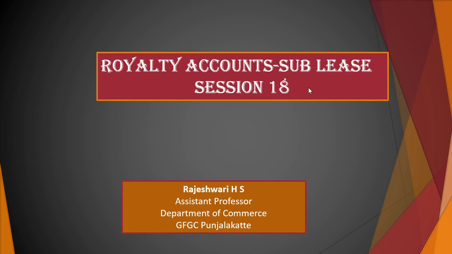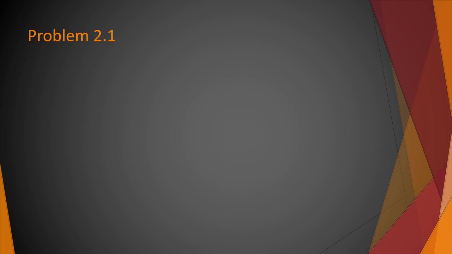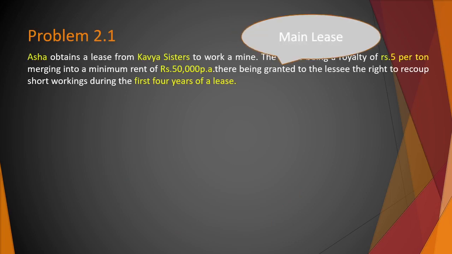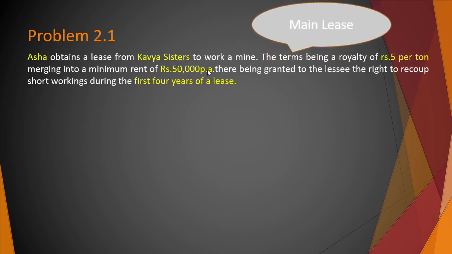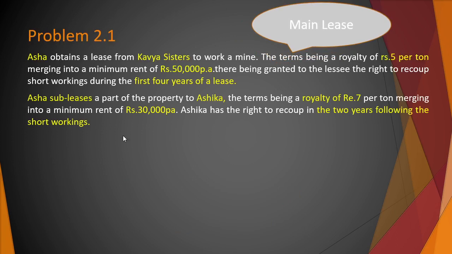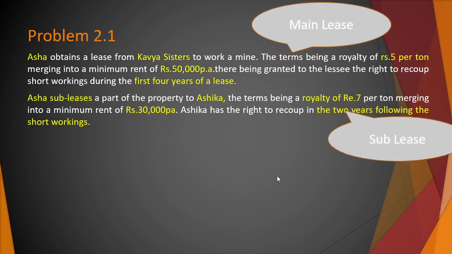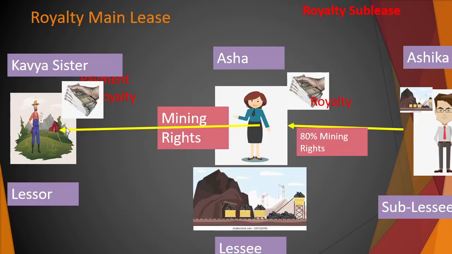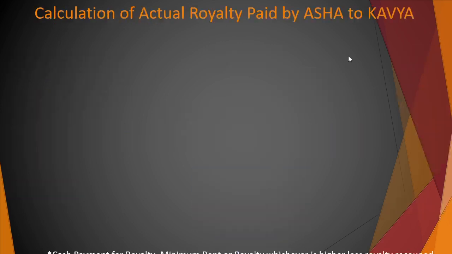Today we are going to continue with the royalty accounts sublease. Hope you remember the problem of Asha, Kavya sisters and Ashika. So here Kavya sister is a lessor, Asha is a lessee and Ashika is Sub-Lessee.